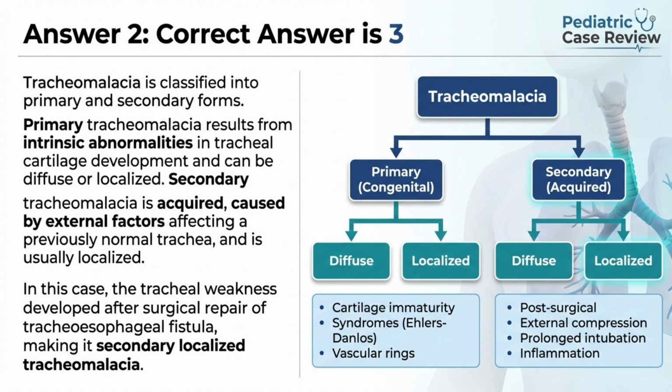Secondary tracheomalacia is acquired and caused by external factors affecting a previously normal trachea. In this case, as illustrated in the classification chart, the weakness developed after surgical repair of a tracheoesophageal fistula, making it a classic example of secondary localized tracheomalacia.